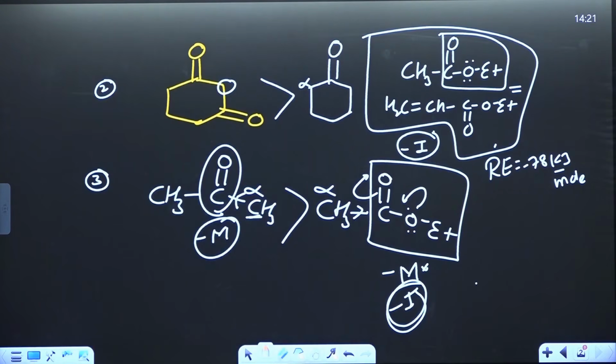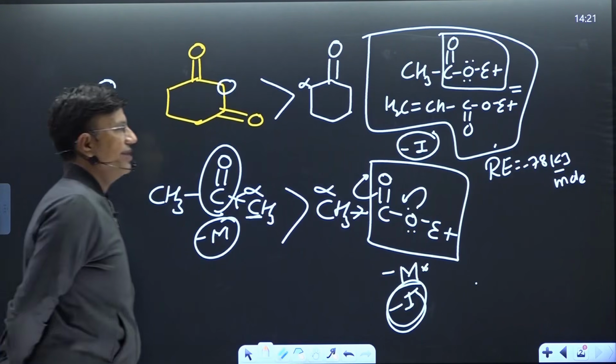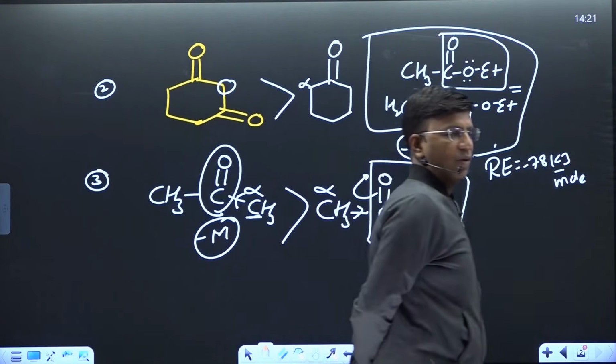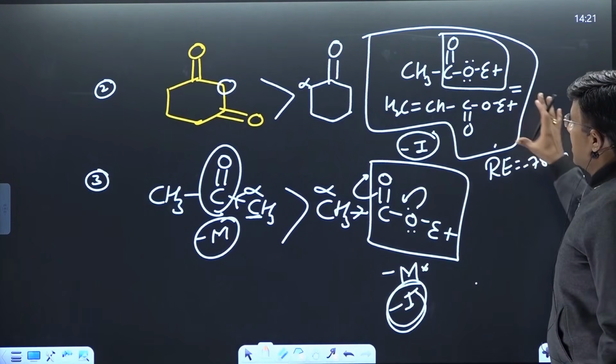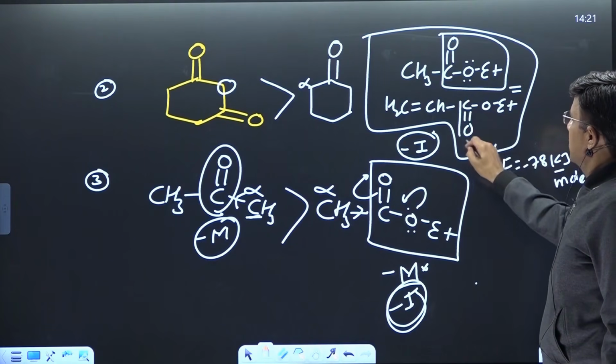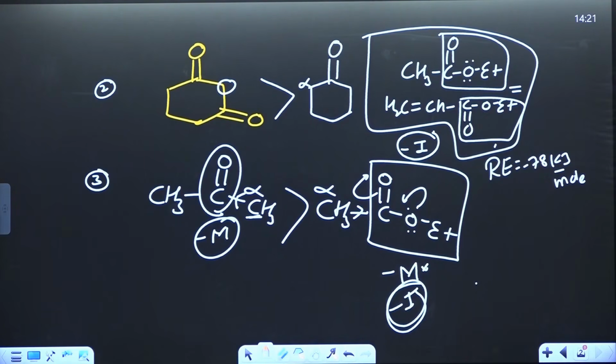So whenever you see an ester, just consider its minus I effect and neglect the minus M effect, because it's already involved in resonance with itself. And I shared this data with you to show that in reality, it resonates quite well on its own. It just doesn't interact with others.